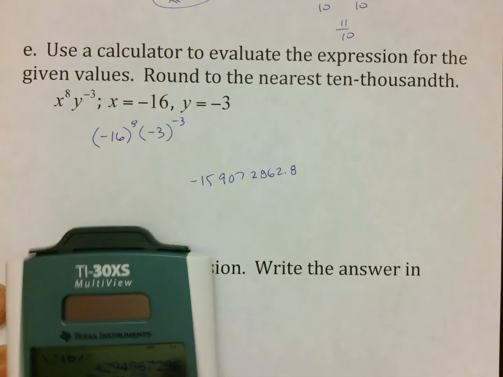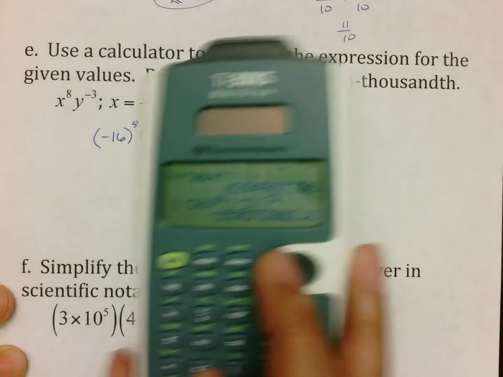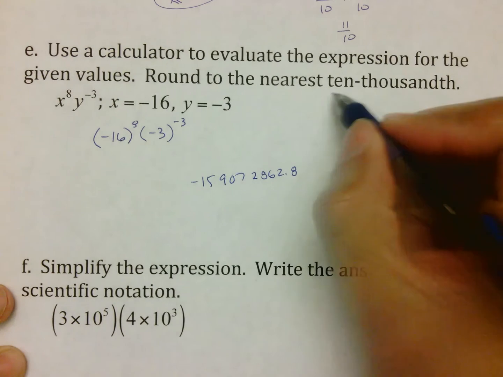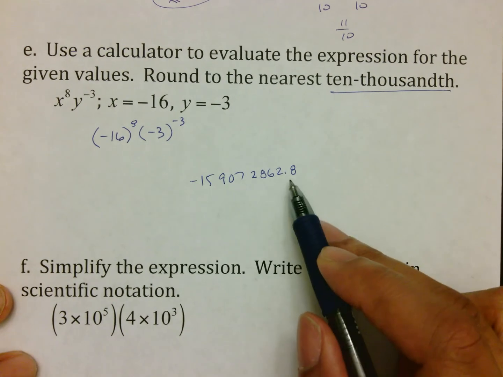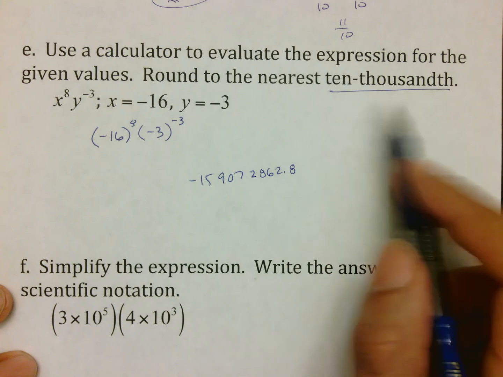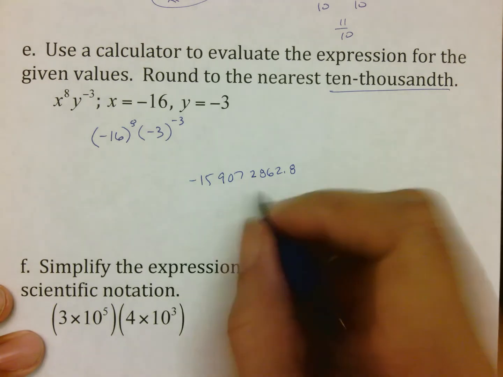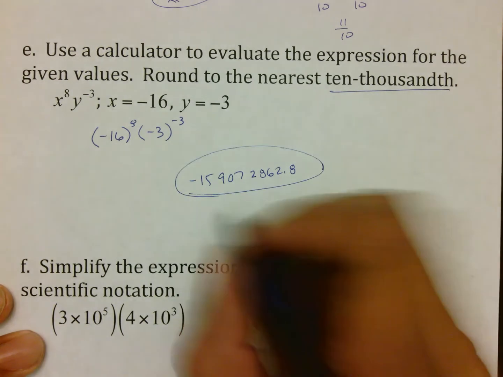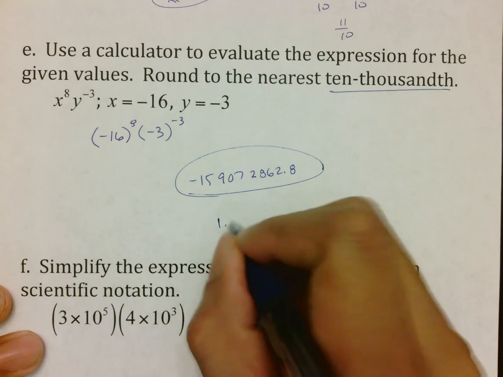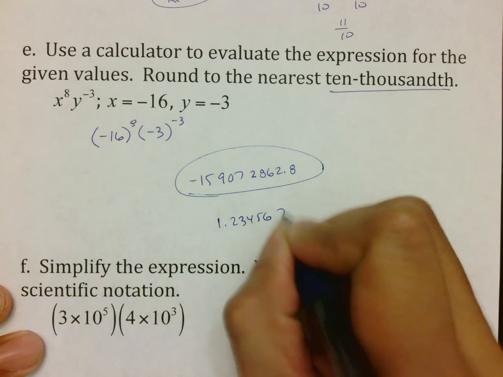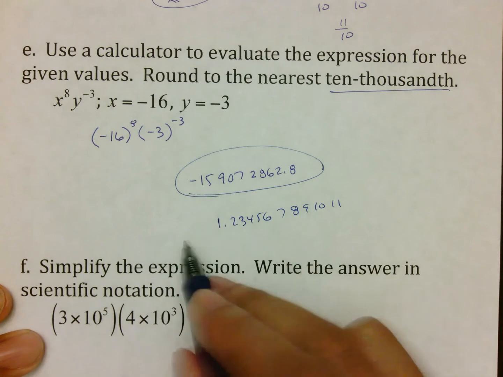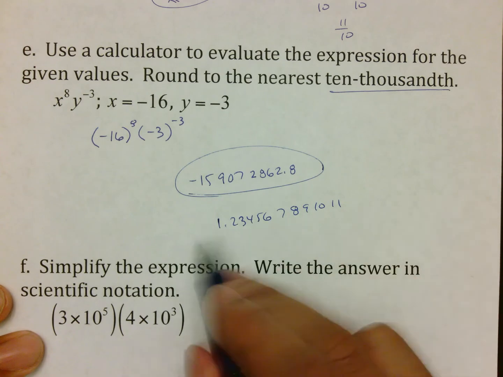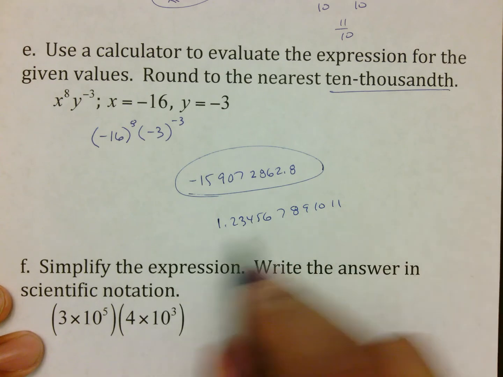159072862.8. The thing is, it says round to the 10,000th, and there will be some questions on your homework that won't be this. I guess I'll call that nice. How do you know where the nearest 10,000th is? Let's say that I got an answer. This is your answer for your notes. But let's say I got an answer in my calculator that said 1.2345678911011. If my calculator went that far, how do I know where the 10,000th is? Because a lot of us haven't reviewed that skill.